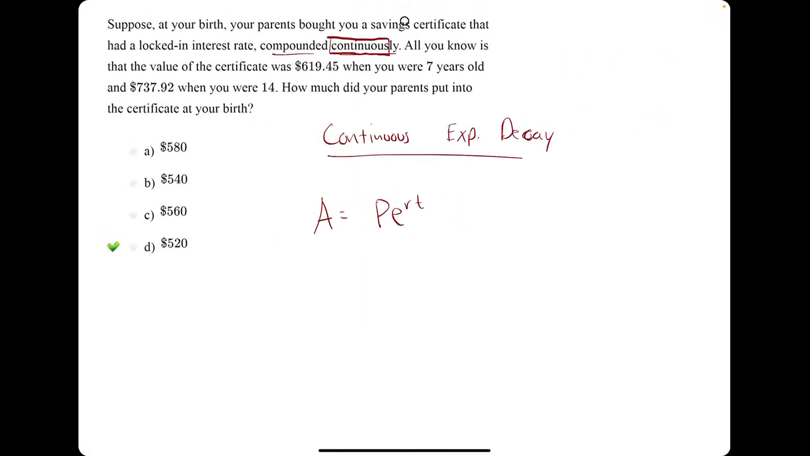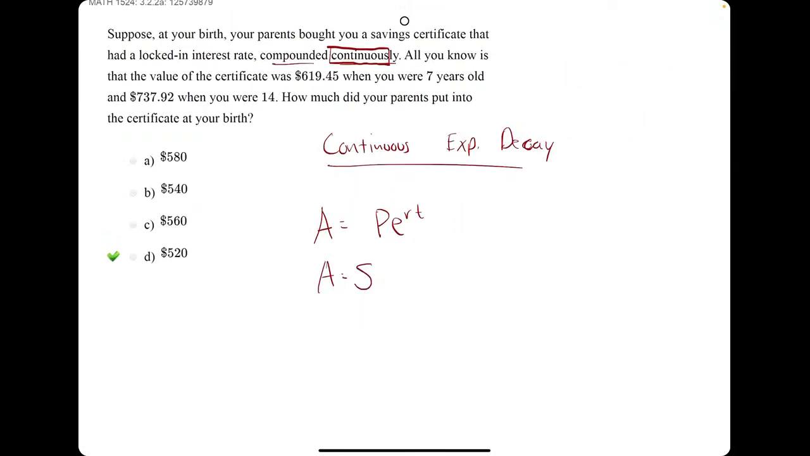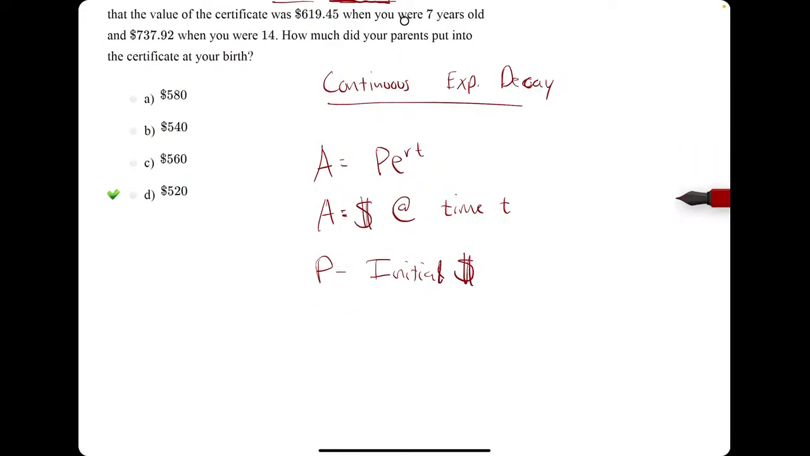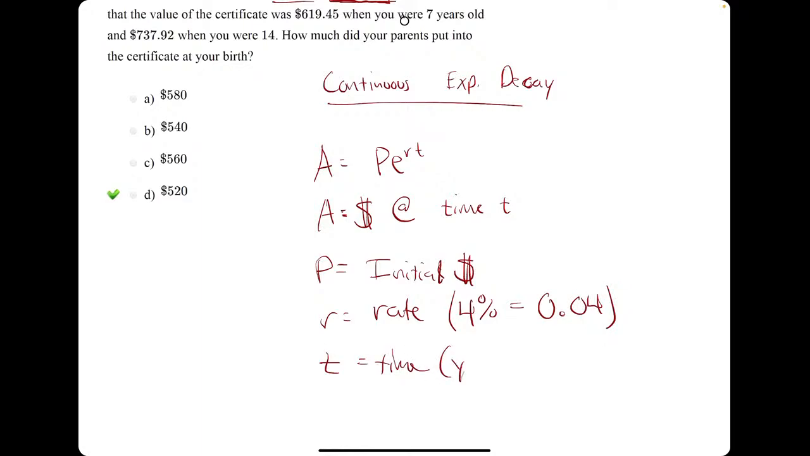A equals P e to the rt. A is the amount of money at time t, in other words, the amount of your investment at a certain time. P is your initial or principal investment. And then r is the rate. So if they said 4%, you wouldn't use 4, you'd use 0.04. And then t is time in years.